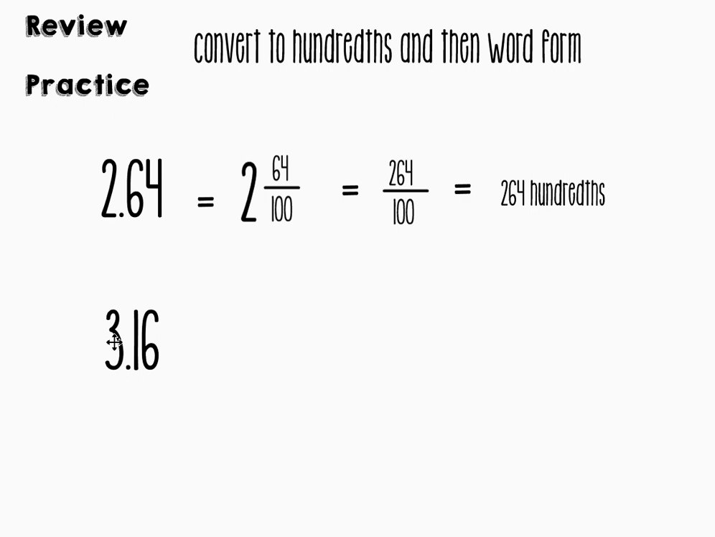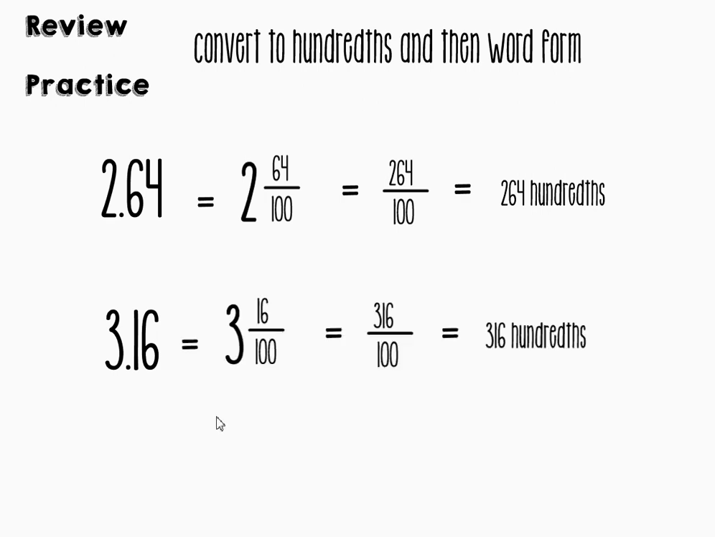Why don't you try one? Here's 3 and 16/100ths. Pause the video and try to convert this into an improper fraction and then write it in words. Once you have your answer, press play, check to see if you're right. When you convert it to a mixed number, you should have gotten 3 and 16/100ths. When we multiply to convert it to an improper fraction, we have 316/100ths. And written in words, 316 hundredths.